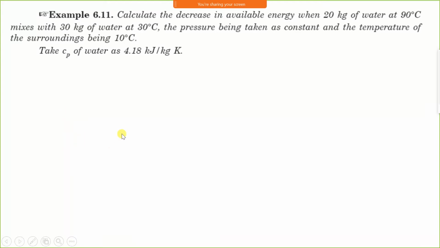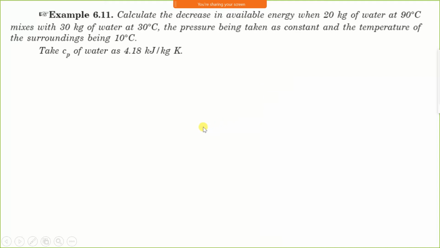Consider in the first bucket, the water is 20 kg and the temperature of that water is 90 degrees Celsius. In the second bucket, the temperature of the water is 30 degrees and the mass of water is 30 kg. The water of these two buckets is mixed together and we have to calculate the decrease in available energy.